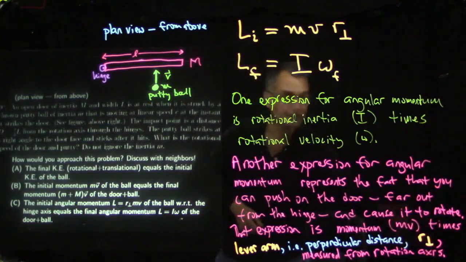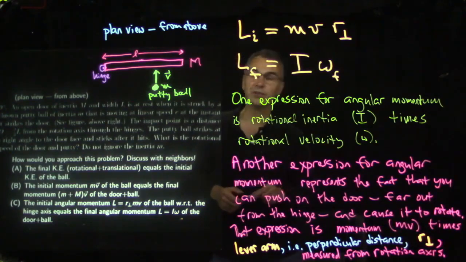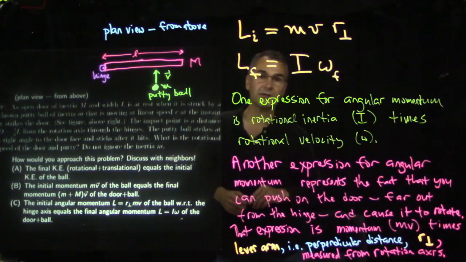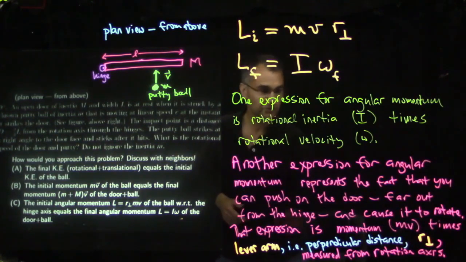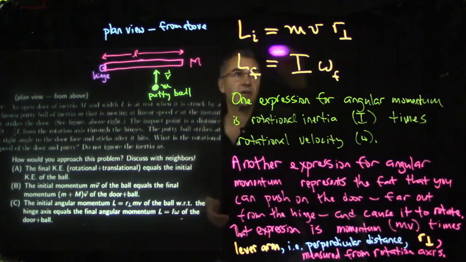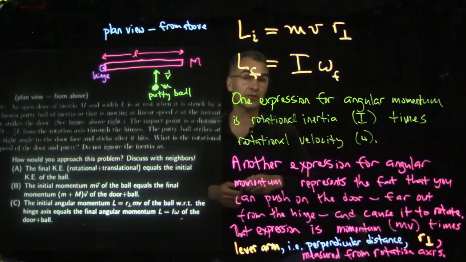So this perpendicular symbol represents the fact that when you measure the distance, you have to draw things so that the momentum vector and the distance are perpendicular to each other to get the right answer. So it's momentum times lever arm, or momentum times perpendicular distance measured from the rotation axis, is this alternative expression for angular momentum. And again, it represents the fact that a linear motion can cause a rotational motion to happen.